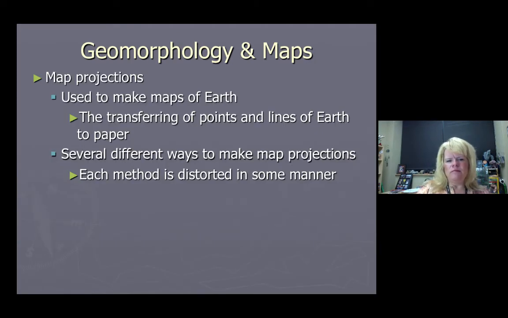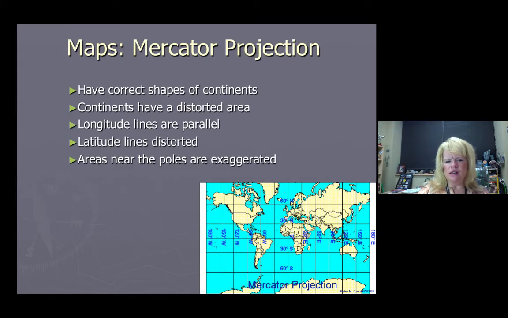Mercator projection. These have correct shapes of the continents, but continents do have a distorted area. So you can kind of see in looking at this map that some of the continents don't look like they're full 100% good shape. Longitude lines are parallel, but the latitude lines are somewhat distorted. You can really see that in this area right in here, and that in between the 30 and 60 degrees north and south latitude, and certainly from 60 degrees up to 90. So obviously the areas around the poles are more exaggerated. We're trying to give more specific accuracy to the middle section of the world.